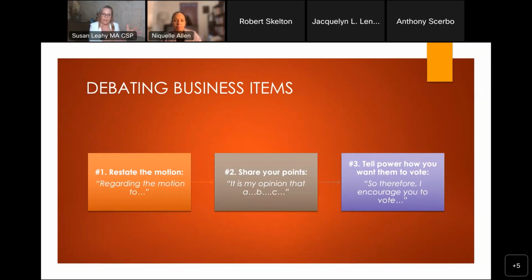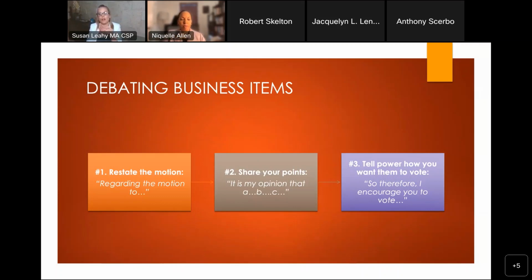If you want to make your debates more concise, restate. Number one, when you raise your hand, the chair says, is there any discussion? You raise your hand and you say, regarding the main motion or regarding the amendment. So you let everyone in the room know what you're talking about, right? So, regarding the amendment to the amendment.